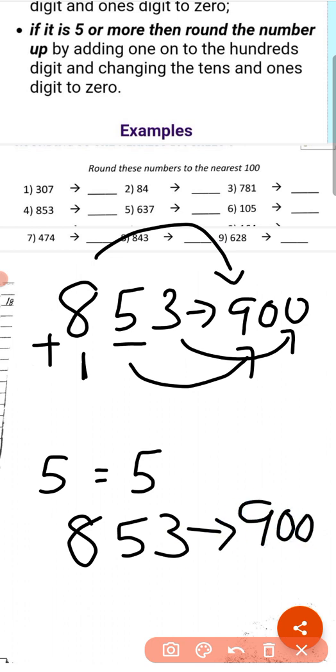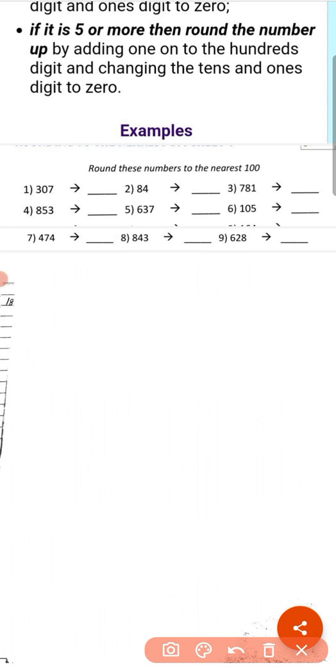Because here the digit at the tens place is 5. If it is 5 or more than 5, add 1 to the hundreds place. Here hundreds place is 8. 8 plus 1 is 9 and replace the tens place and ones place by zeros. So our answer is 900. Clear? Next is 637.